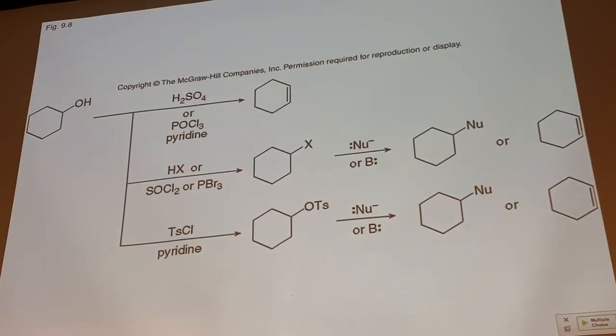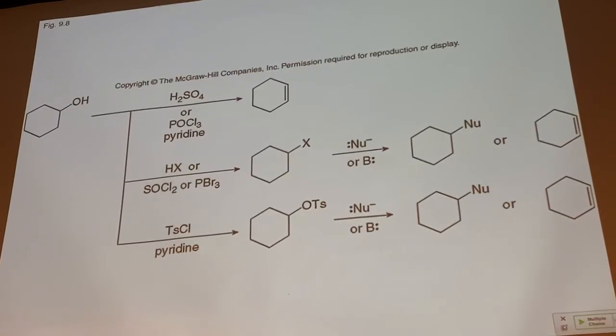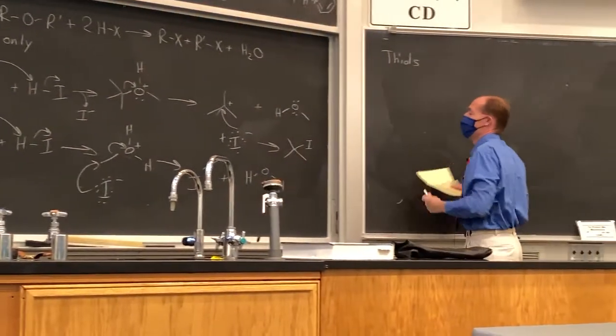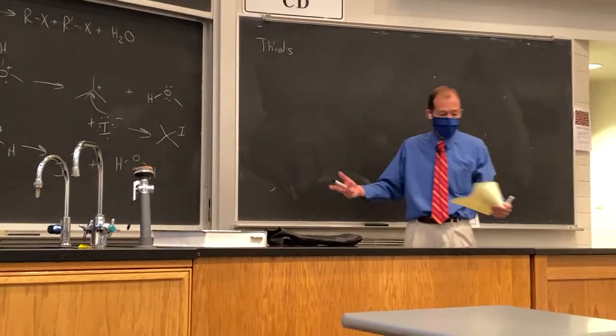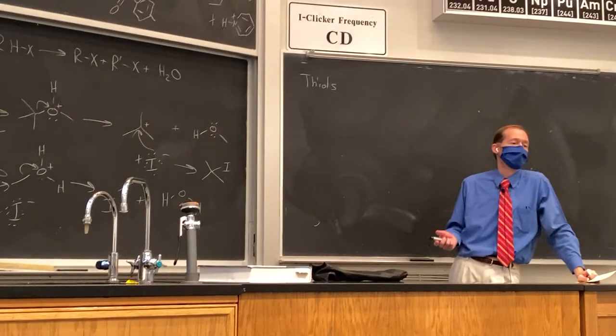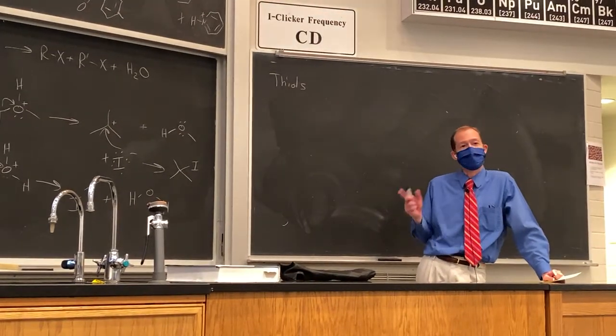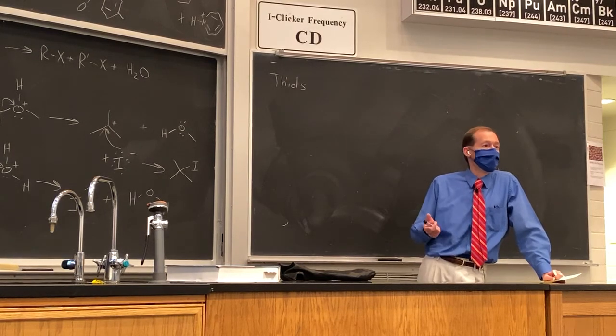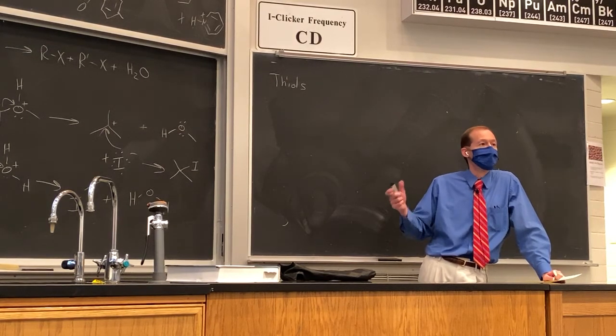So let's talk about sulfur-containing compounds. Okay, we have sulfides, or sorry, we'll start with thiols. Thiols are the sulfur-containing analogs of alcohols. They have an SH instead of an OH. The nomenclature is the same, you just have thiol instead of ol. Okay?